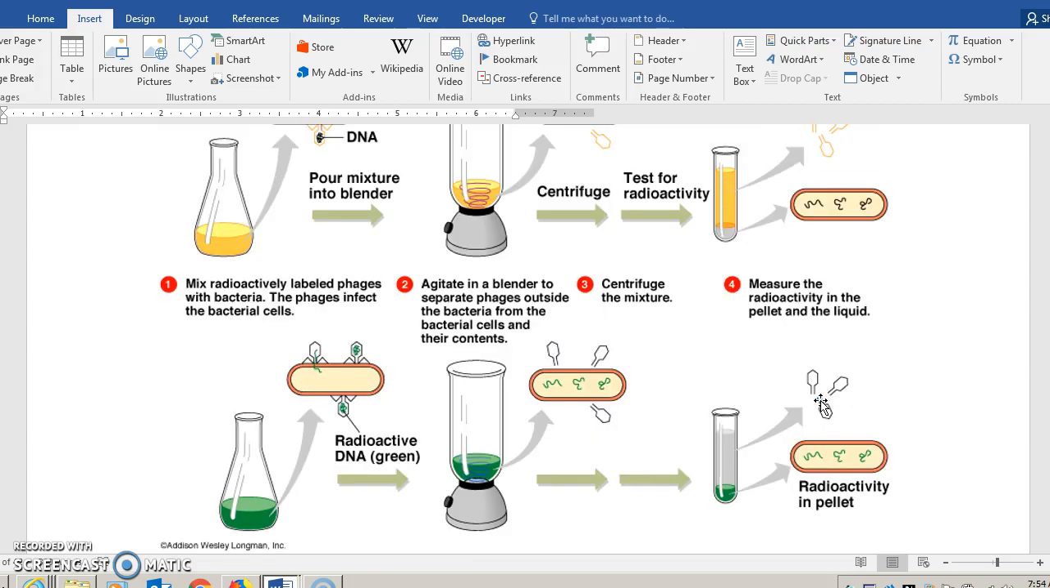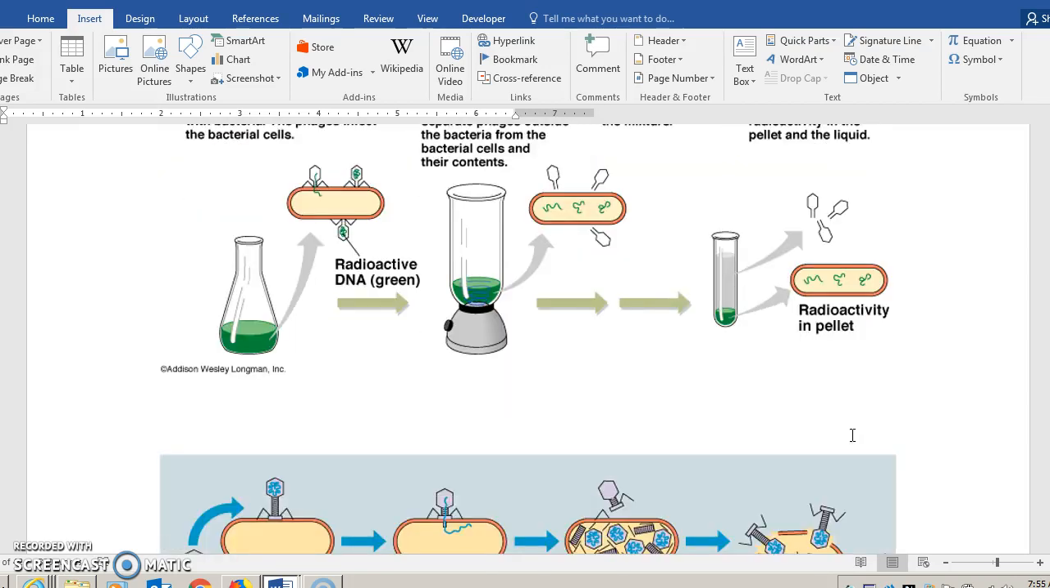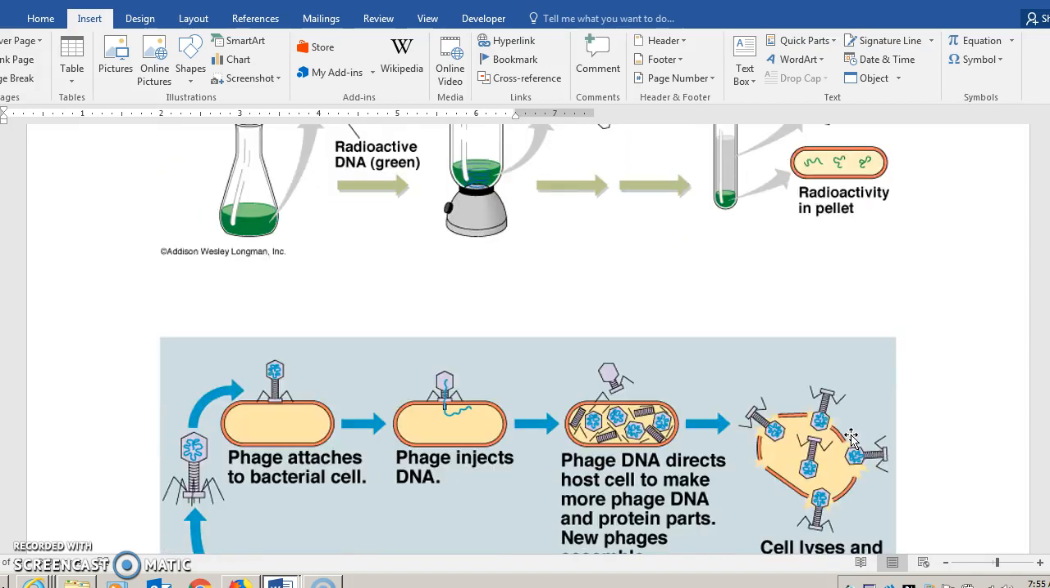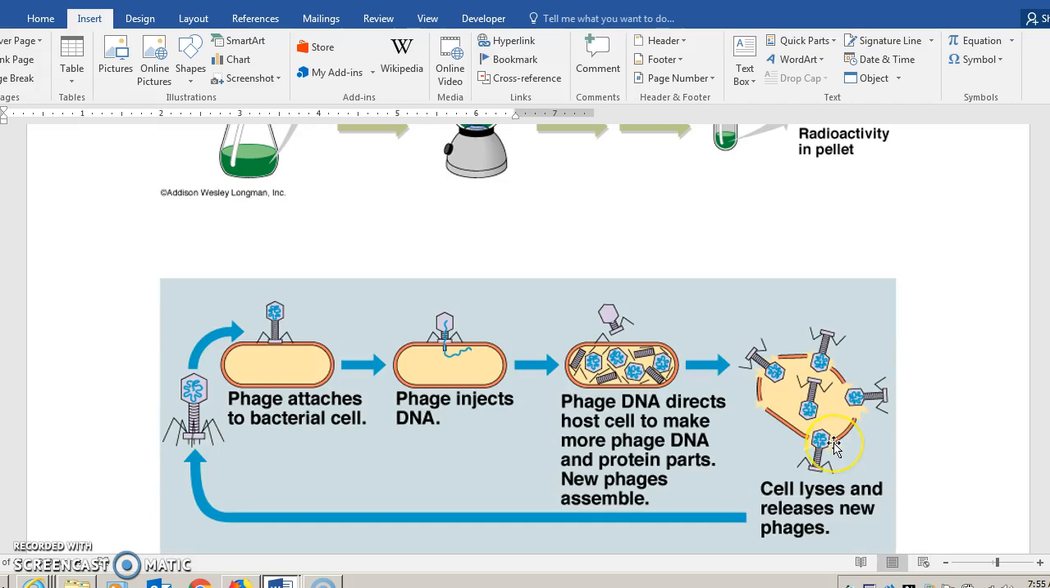So from this work, using the radioisotopes, it was determined that protein was not the genetic material, but DNA was the genetic material. So this directed scientists in the right direction of the choice between protein or DNA, and they started to follow DNA. And the next question would be, what was its structure? How was it put together?